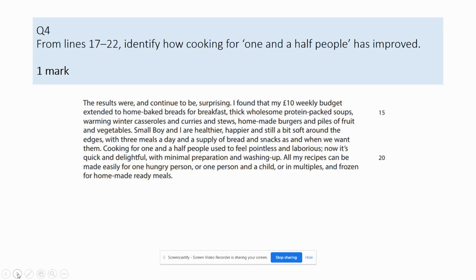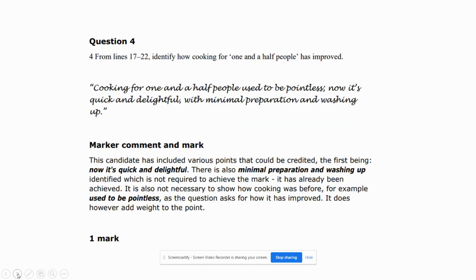Let's have a look at question 4. So questions 4 and 5, remember, will be from the second non-fiction text. This is only a single mark. From lines 17 to 22, identify how cooking for 1.5 people has improved. So there are the lines there. Make sure that you're looking at the right section of lines. If you'd like to have a go at this question, pause the video now and do that.